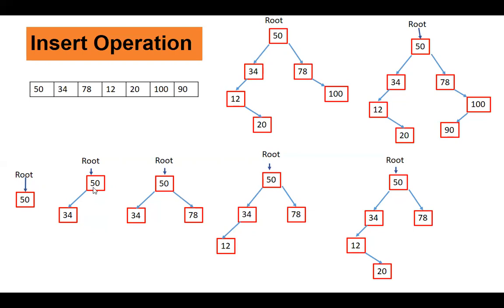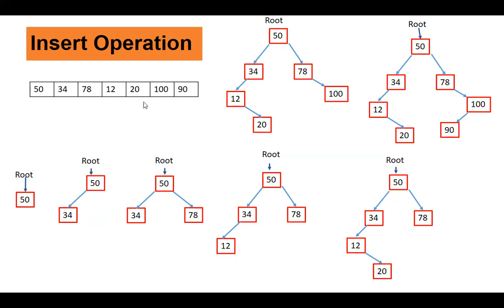Why? 34 is less than root, so on the left side. Next you read 78. Again compare it with 50, the root. 78 is greater than root, so insert it on the right side. Fine. Next you read 12. Again compare it with the root. 12 is smaller than root, so go to its left side. Again it is smaller than the key 34, so 12 will be inserted as the left child of 34.